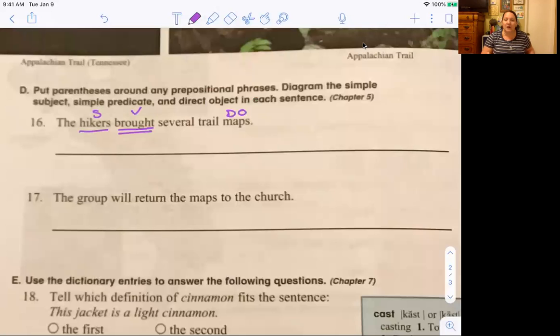So we're going to diagram our simple subject, our simple predicate, and our DO. Remember, we put a line here, and then our DO is a straight line that just goes to the horizontal line and stops. So subject, hikers. Verb or predicate, brought. And what did they bring? They brought maps.